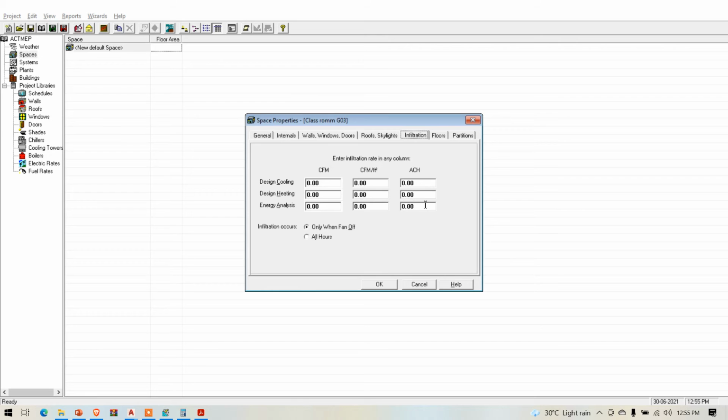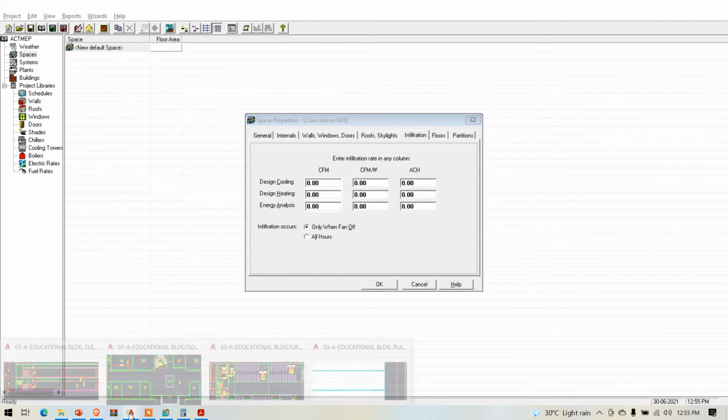So the infiltration is nothing but a leakage. Leakage from the door and leakage from your window. Whenever the leakages are there, we have to consider the leakage value. As per the standard, for each window the leakage value is 25%, so we consider 0.25 for each window.